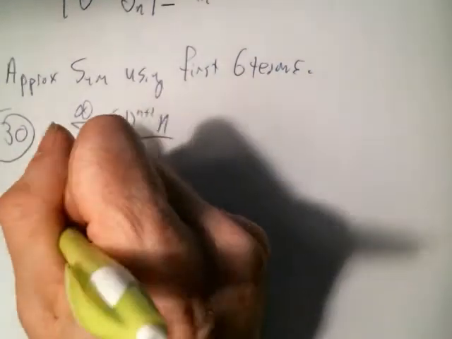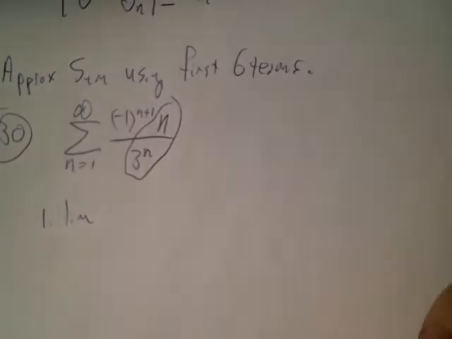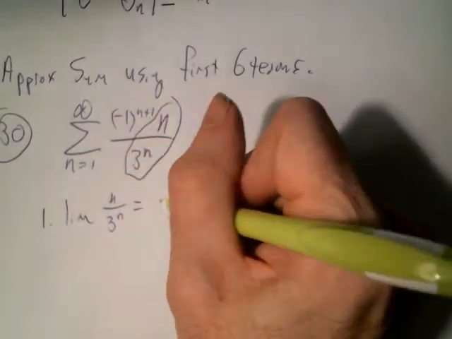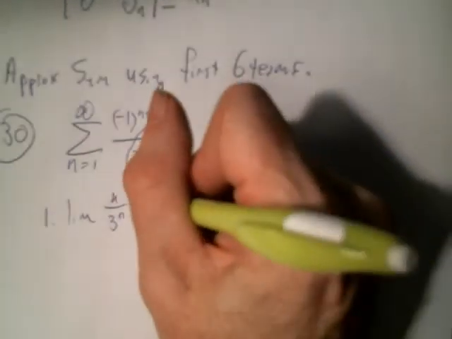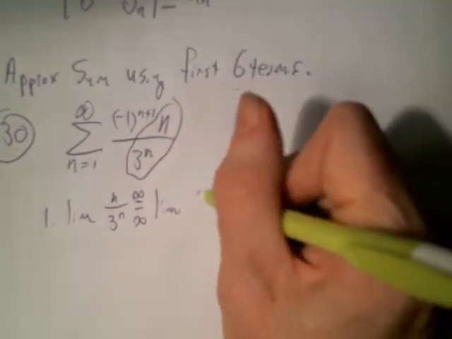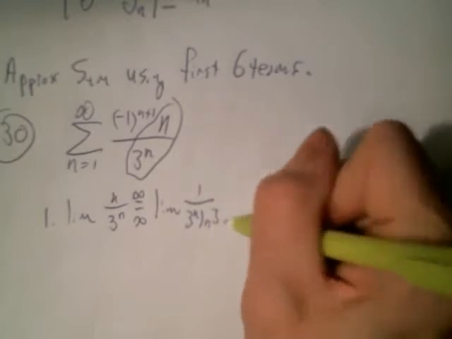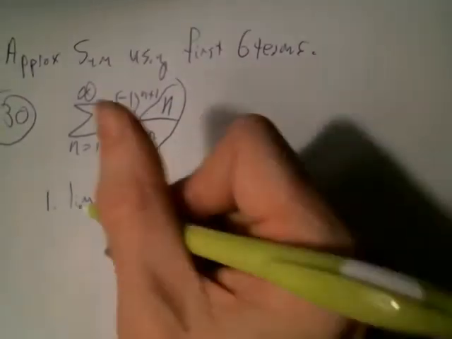First off, I want to show the limit of a sub n, which is this portion right here, n all over 3 to the n, equals 0. This is infinity over infinity, so I can do L'Hopital's. The derivative of n is 1. The derivative of 3 to the n is 3 to the n ln 3. So certainly that'll go to 0 as n goes to infinity.